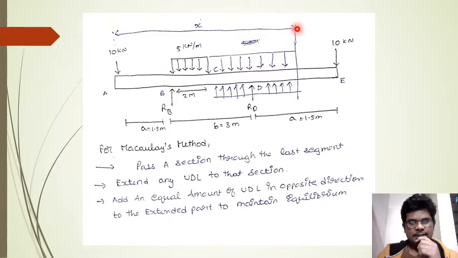We are going to pass a section in the final segment of the Macaulay beam, of the overhanging beam. So it is at an x distance from A, and it is passing to the final segment. And in case of Macaulay method, we are gonna extend the UDL and add a UDL in the opposite direction to maintain equilibrium.